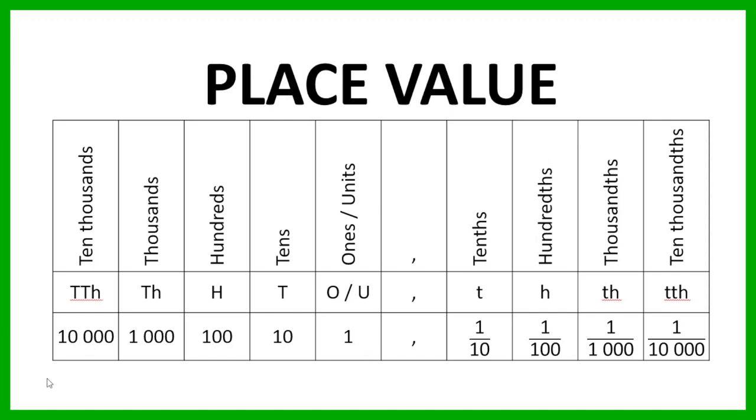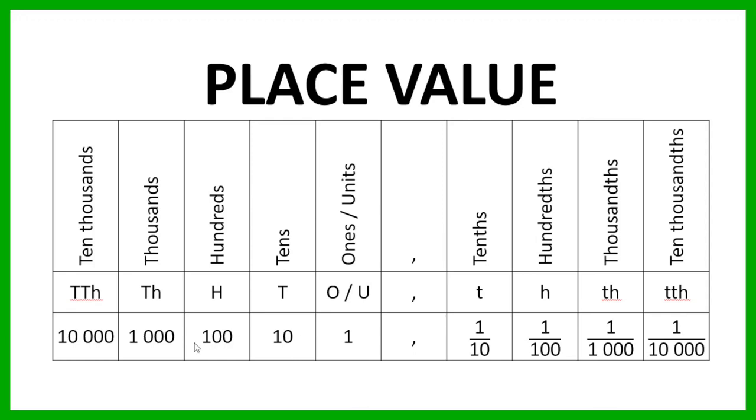So these are all the positions or the place values for the whole number part of your number. Then you've got your decimal point or your comma, and everything that comes after the decimal point or comma is the fractional part of your number. You've got your tenths straight after the decimal comma, then your hundredths, then your thousandths, then your ten thousandths.